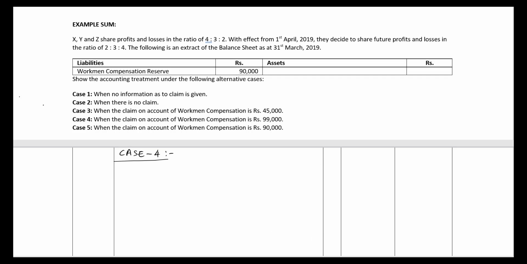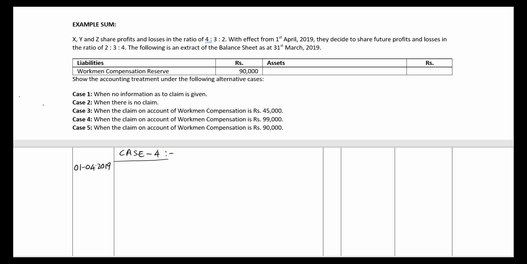Let's go to case 4. Case 4 says that the claim on account of workman's compensation is 99,000. Now we have a reserve only to the extent of 90,000, but the claim has exceeded the amount of the reserve by 9,000 rupees. So the extra or excess claim will be debited to the revaluation account and the loss on revaluation will be transferred to partner's capital account in old profit sharing ratio.